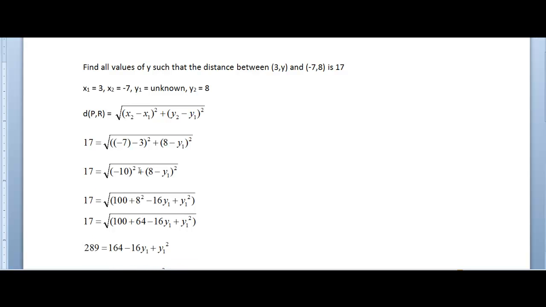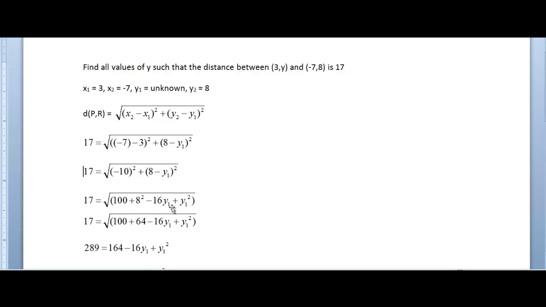Okay, so we see here this simplifies to -10 squared for our first term, and then (8 minus y) squared for our second term. And so that goes to 100, and then (8 minus y) squared is 8 squared, minus 2 times 8 times y, plus y squared. So don't forget here that this is a minus sign.